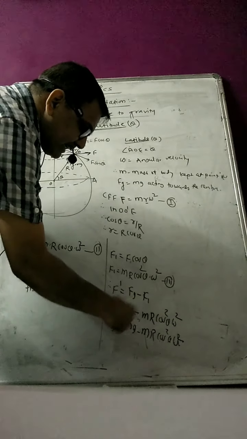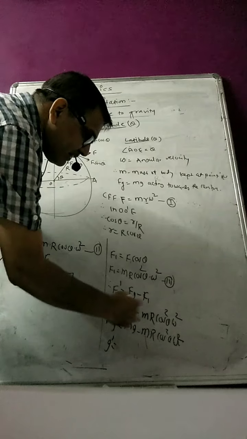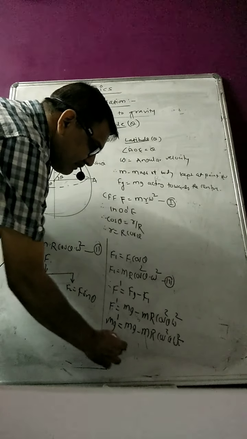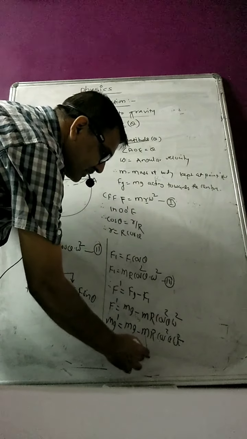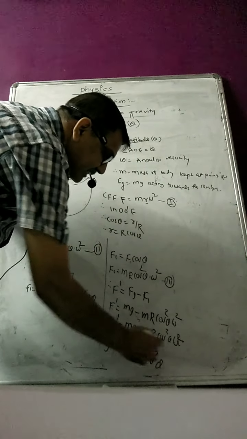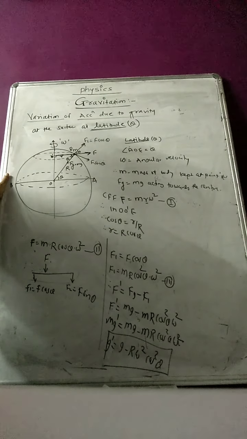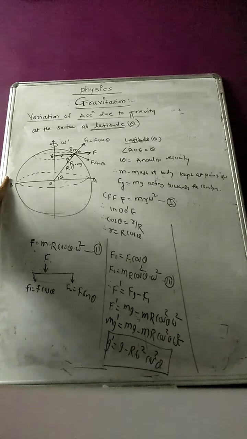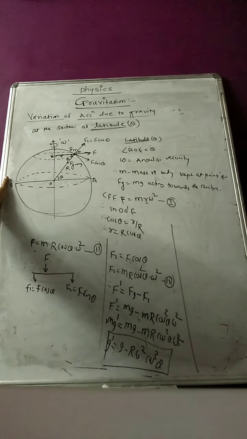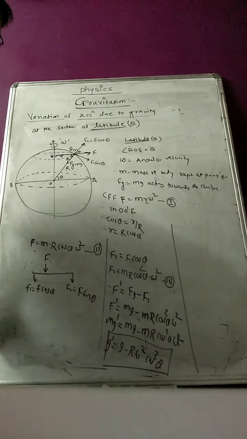m I will take out and remove that m. So therefore g dash is equal to, m I will cancel, g minus r omega square cos square theta. I got the acceleration due to gravity at this particular point. So that answer will be g dash is equal to g minus r omega square cos square theta. Okay, so what is this expression telling us?